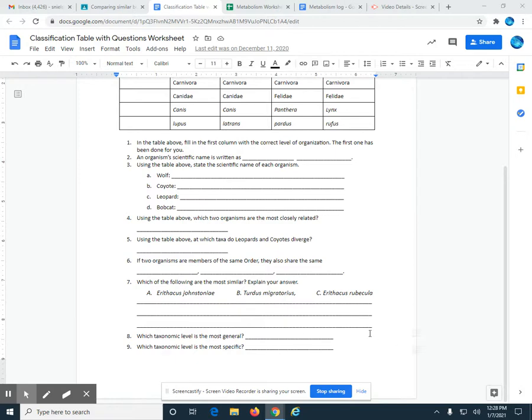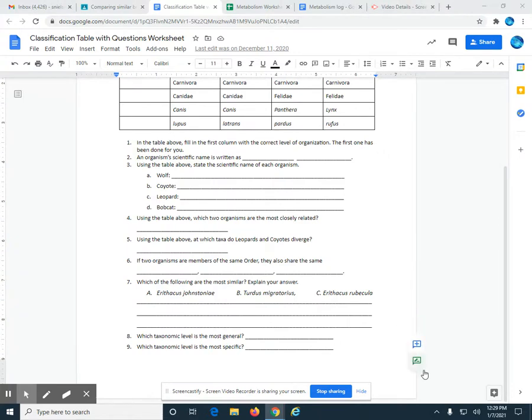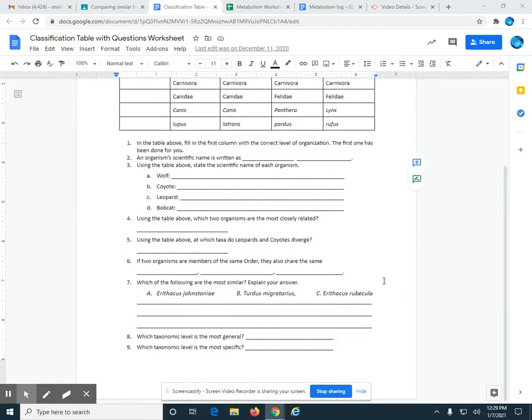Which taxonomic level is the most general? At the top, the domain, which goes here. I'm not filling it in for you. You need to fill it in for yourself, right? Which taxonomic level is the most specific? Species. Very good.